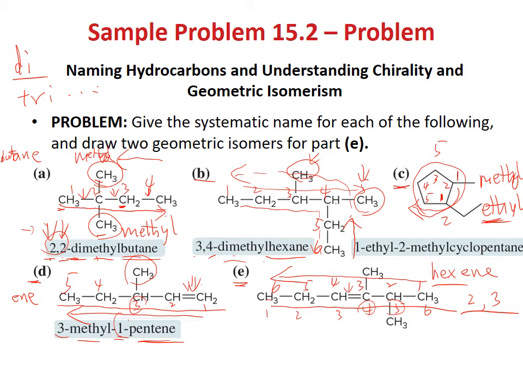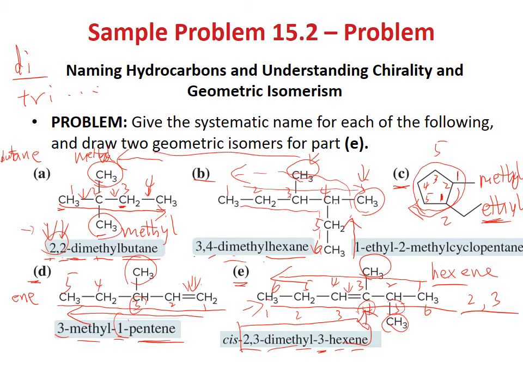Because both are methyl, we can combine them and say dimethyl. So 2,3-dimethyl, and the double bond is at number 3, so 3-hexene. So 2,3-dimethyl, and number 3 has a double bond, so hexene. So that's the name if we only look at this molecule. Now the question says draw 2 geometric isomers.